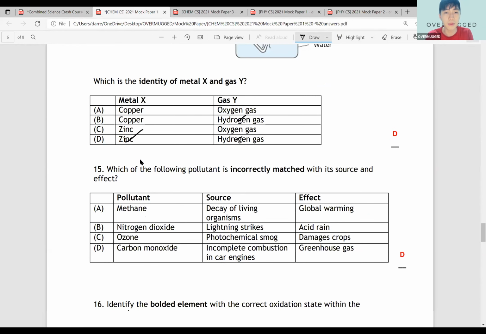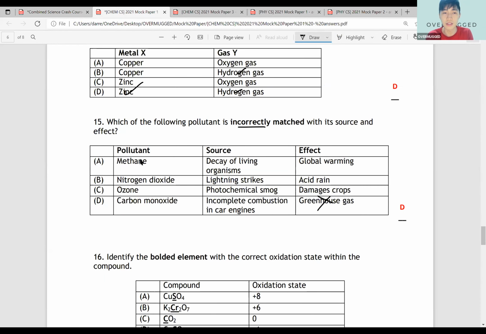Carbon monoxide is not a greenhouse gas. Carbon dioxide, then it's a greenhouse gas. So don't mix up the two. Carbon monoxide is the one that binds with your hemoglobin that causes respiratory problems. Meanwhile, carbon dioxide and methane are your greenhouse gases. So make sure you get that right.